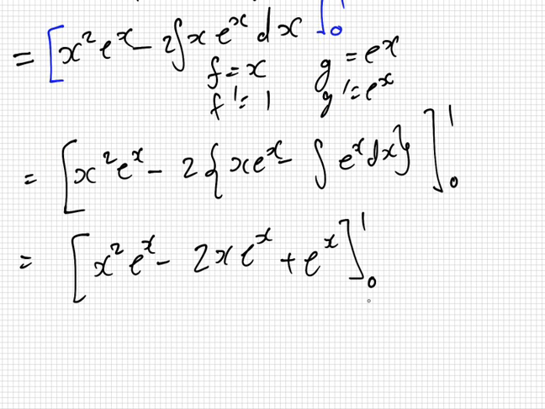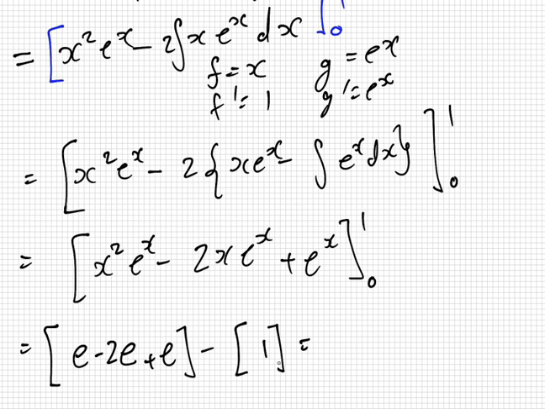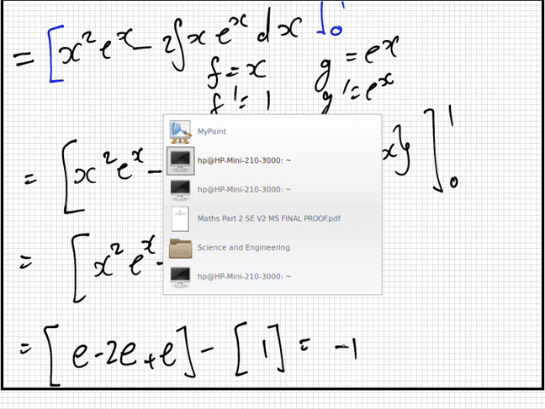Okay, nothing I can simplify there. So I'll just put in my numbers 1 and 0. If I put in 1, I'll get e minus 2e plus e. And if I put in 0, I'll get 0, 0, and 1. So, will that just be 1? Minus 1? I feel bad.